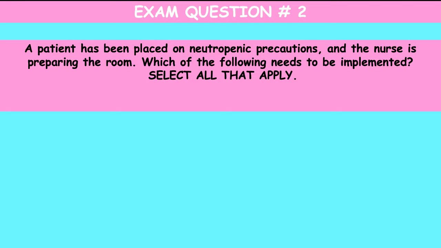Now we do the second question. A patient has been placed on neutropenic precautions and the nurse is preparing the room. Which of the following needs to be implemented? So this question is asking you about neutropenic precautions and what is done during those times. When someone is in neutropenic precautions, it means that their neutrophil count is under 2,000 or even under 500, which is a more severe case.